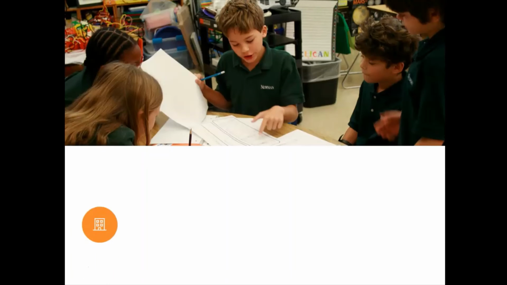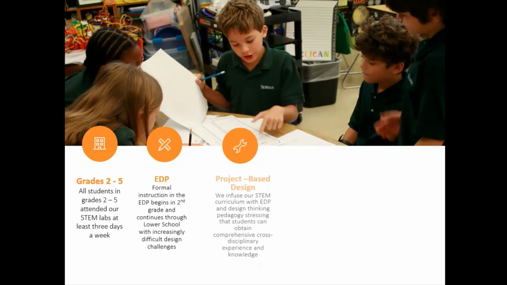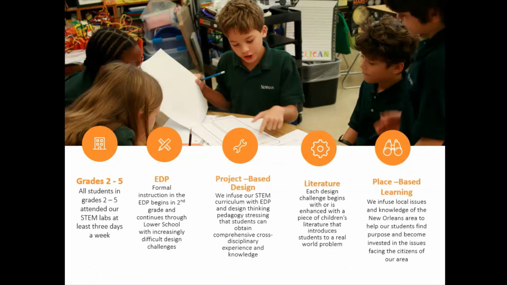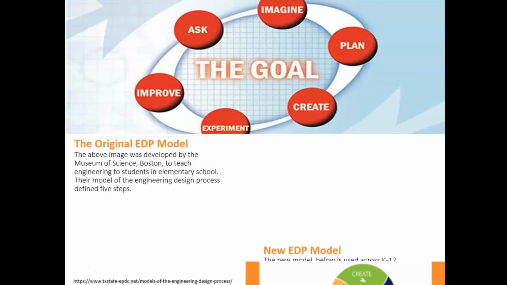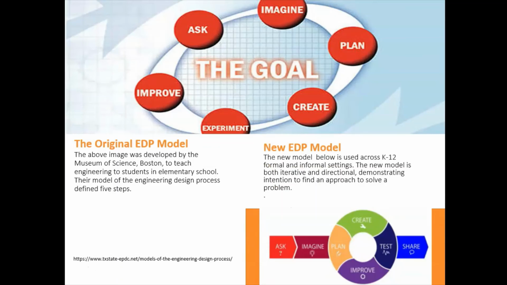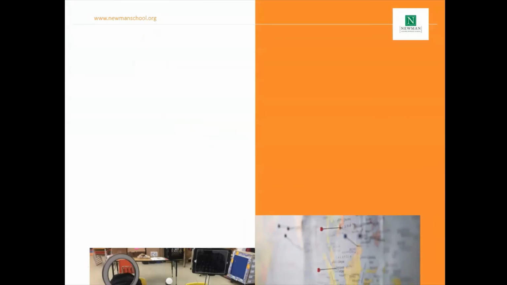Prior to the pandemic, our department followed 5 guiding tenets that our students in grades 2 through 5 would learn the engineering design process through a project-based, literature-based, place-based learning function. Students in 2nd and 3rd grade would be introduced to the original engineering design process model developed by the Museum of Science in Boston, and they would participate in multiple design challenges. In 4th and 5th grade, our students would use the new engineering design process model, in which engineers share their designs and critique each other's designs.